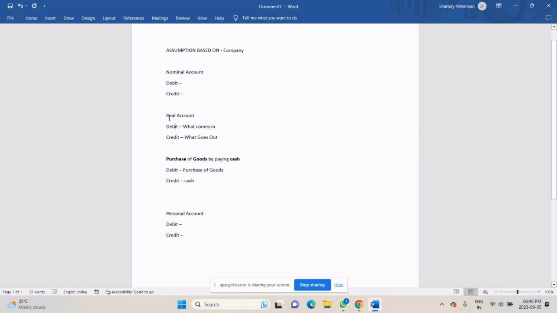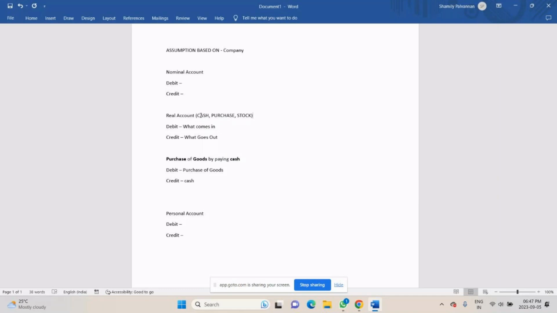So whenever it comes to a real account, it will be either cash, or purchase, or stock. Stock means the product. You can say it as product, you can say it as stock, or goods, anything you can say. These are the three things which come under real account.